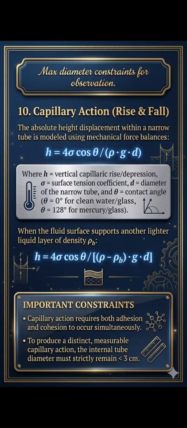Capillary action, rise and fall. The absolute height displacement within a narrow tube is modeled using mechanical force balance. H is equal to 4 sigma cos theta by rho g D, where H is vertical capillary rise or depression, sigma is surface tension coefficient, D is diameter of the narrow tube and theta is contact angle. Theta is equal to 0 degrees for clean water glass and 120 degrees for mercury glass. When the fluid surface supports another lighter liquid layer of density rho b, H is equal to 4 sigma cos theta divided by (rho minus rho b) g D.